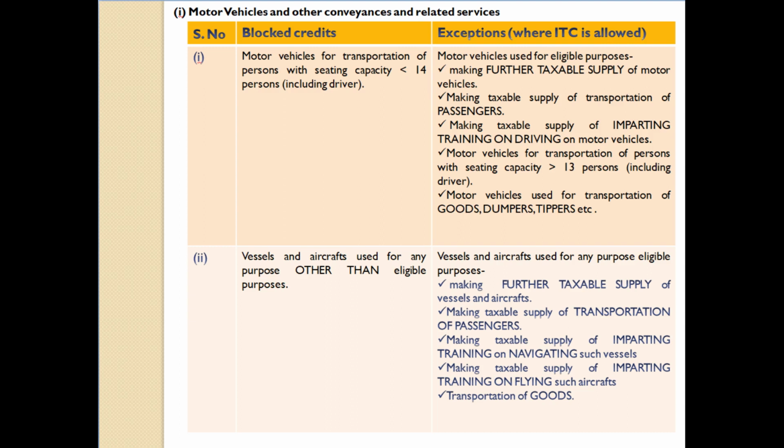But if the motor vehicles are used for making further taxable supply of motor vehicles or transportation of passengers or giving training on such motor vehicles, ITC is allowed. And also if motor vehicles have greater than 13 seating capacity for transportation, then also ITC is allowed. And in case of vessels and aircraft, which is the same as motor vehicles, if it is used for the eligible purposes like making further taxable supply or transportation of passengers and training, ITC will be allowed.